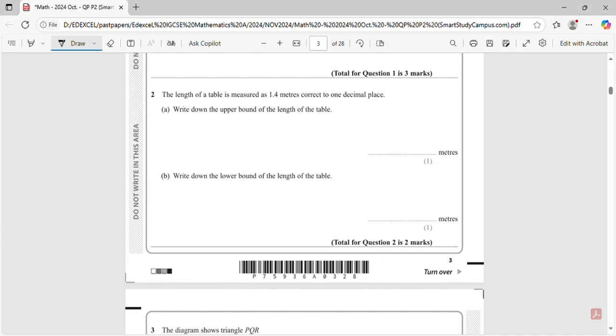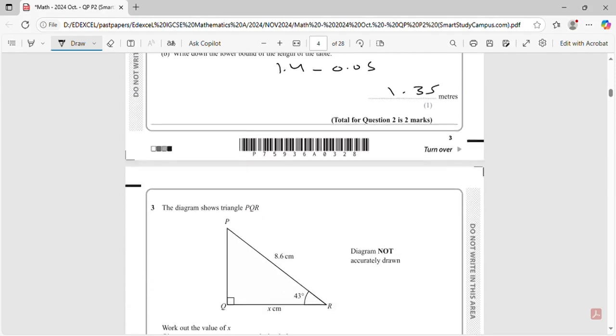Now for the second question, the length of the table is measured as 1.4 meters corrected to one decimal place. I need the upper bound according to one decimal place, so I will write 0.1 divided by 2 of course, which is equal to 0.05. If he asks me for the upper bound, it will be 1.4 plus 0.05, which is equal to 1.45. The same here, but I have to subtract 0.05, which is equal to 1.35. So this is for the second question.